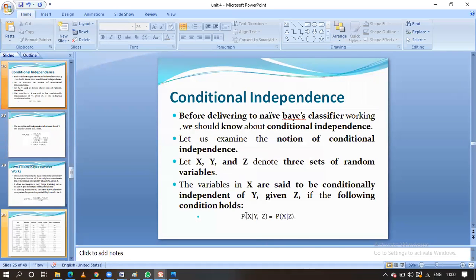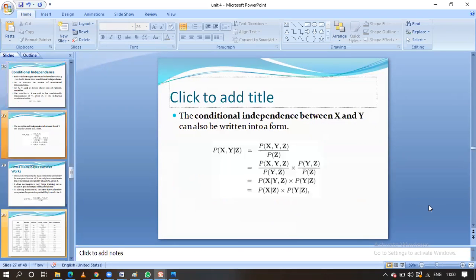See this formula, guys. The conditional independence: probability of x given y comma z equals probability of x given z. This equation we have used here, guys. Then this one is like this, guys. This one will be converted to probability of x given z.